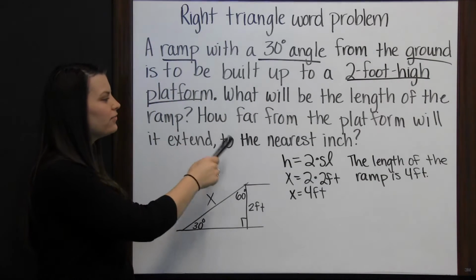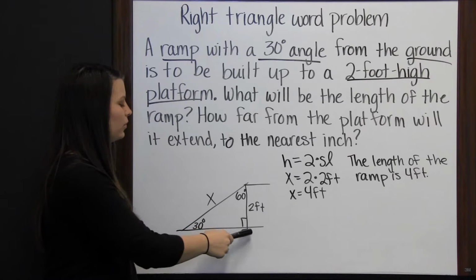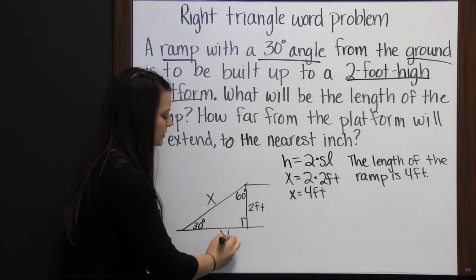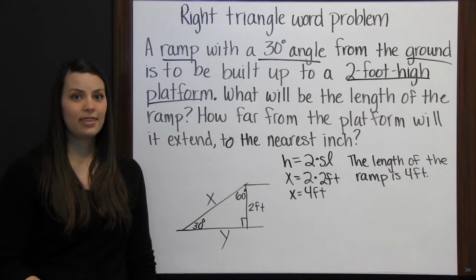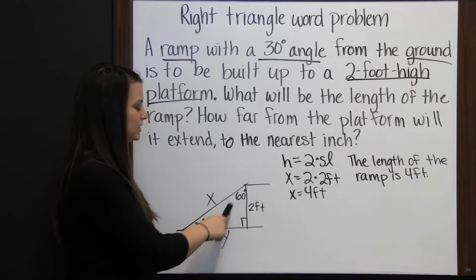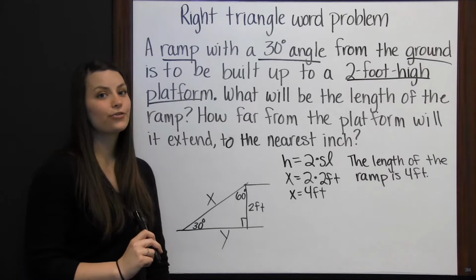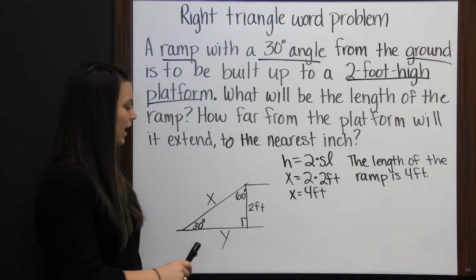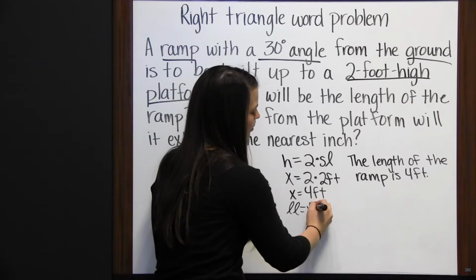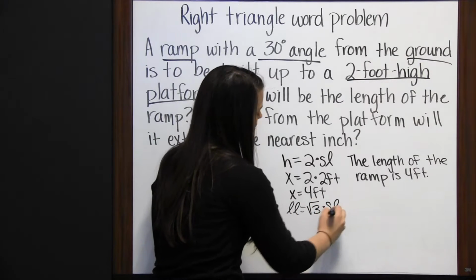Then they asked, how far from the platform will it extend? How far from the platform will the ramp extend? So now they're asking us to find that length. And y is across from our 60-degree angle, so that's our longer leg. And the longer leg of a 30, 60, 90 triangle is the square root of 3 times the shorter leg.